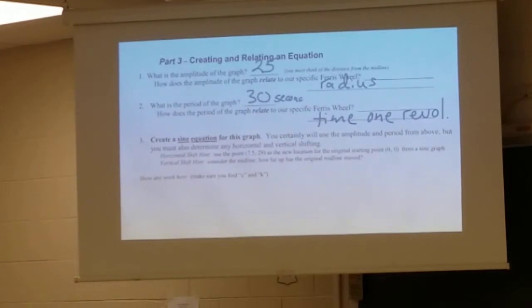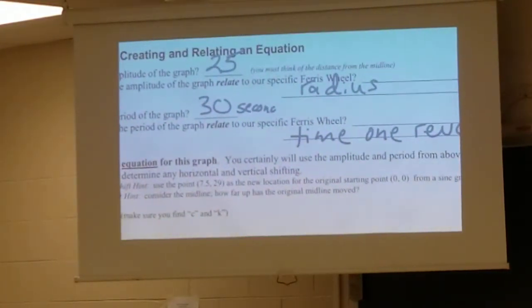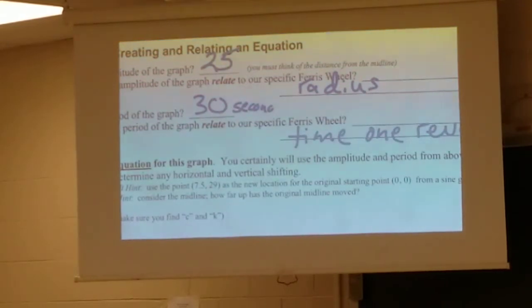A lot of you did think about this yesterday, but if you didn't think about the amplitude of the graph, it's still the measurement from the midline. It's the distance from the midline, but it's also the distance from the middle of the circle. Are you making a little connection with that? It's the same as the radius. So the amplitude is 25, and again, that is the same as the radius.